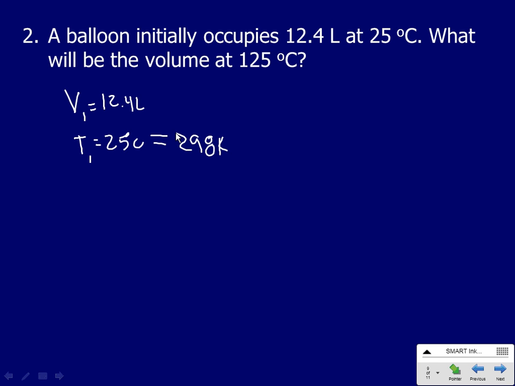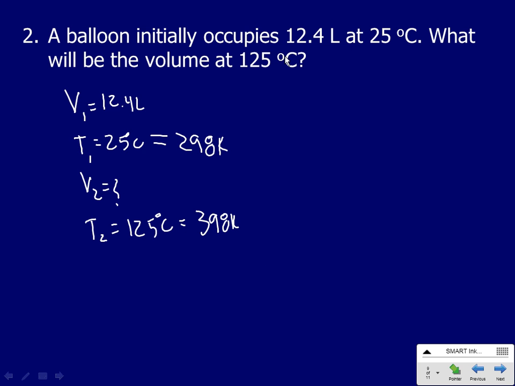298 Kelvin is one that's pretty popular that we see quite a bit, and that's because this, remember, is standard ambient temperature, the temperature in the lab. So we use that number a fair bit. And then we're looking for a V2, and we have T2, and that is 125 degrees Celsius. And what's that? 398. It's 100 higher than the other one.